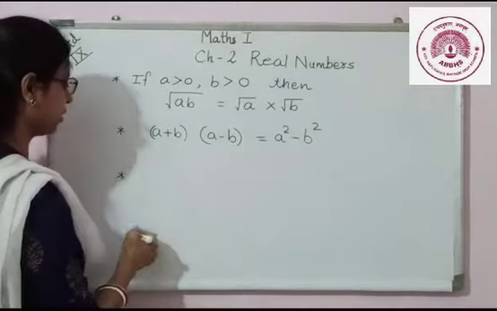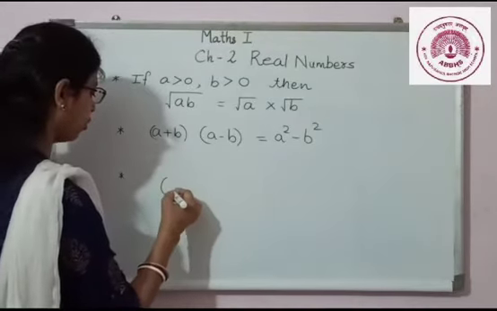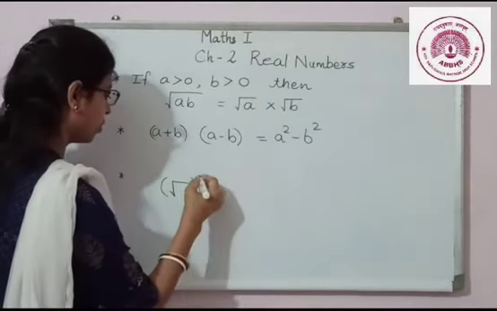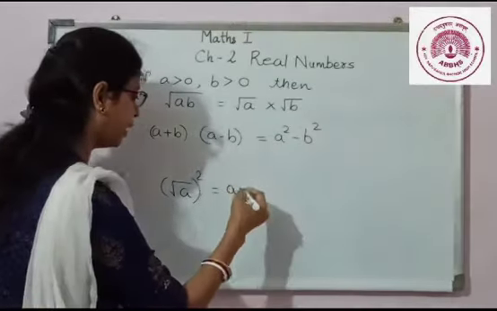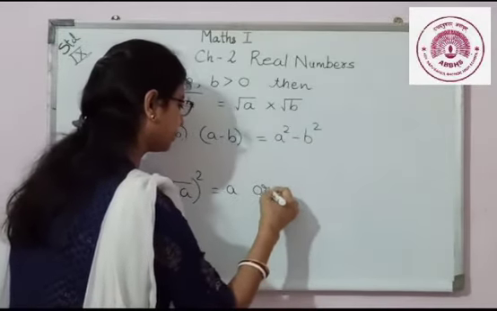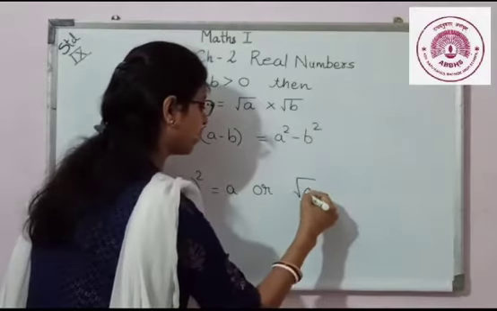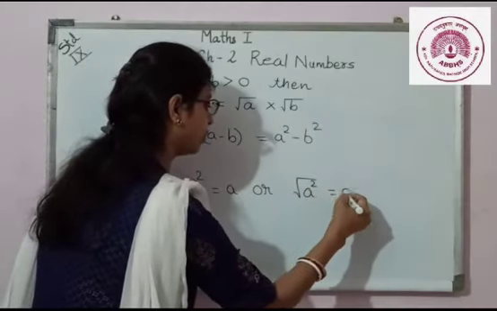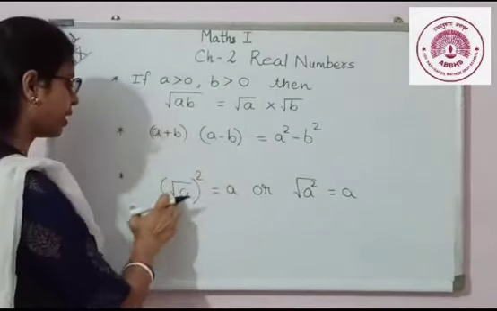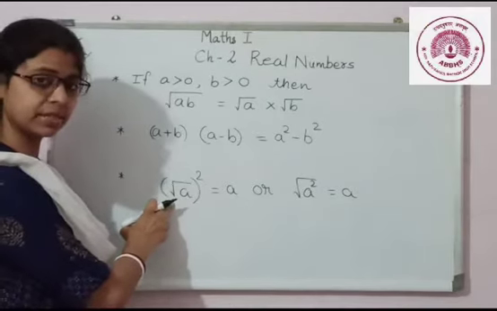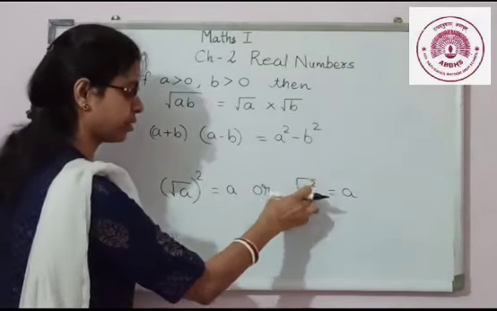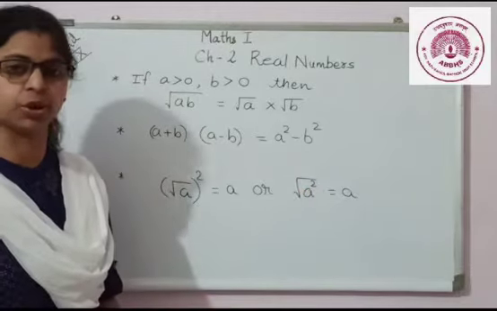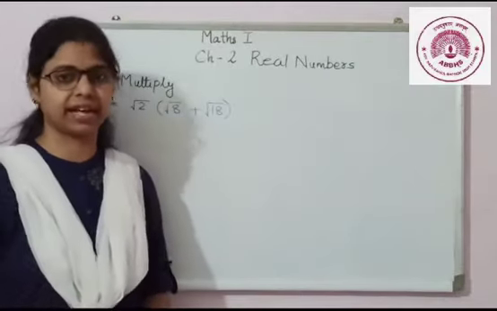Now the third point is the square of root of A is equal to A, or the square root of A square is equal to A. Here square and square root cancel each other. Here also we can see we have square root sign and square, so they cancel each other. Okay. Now let's see an example.